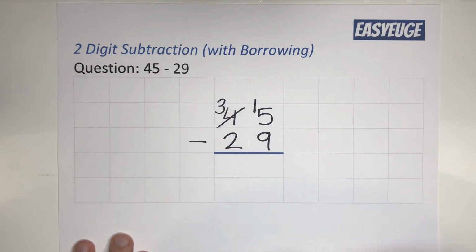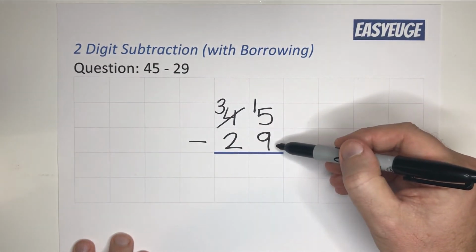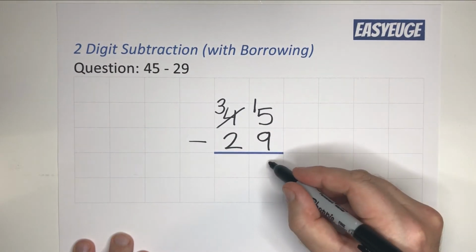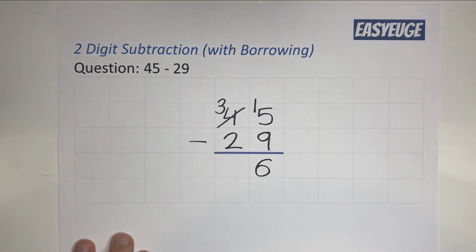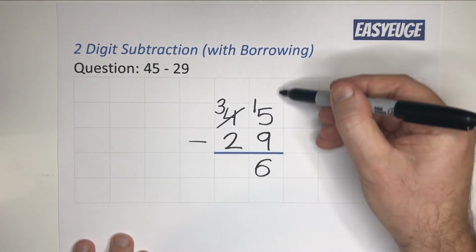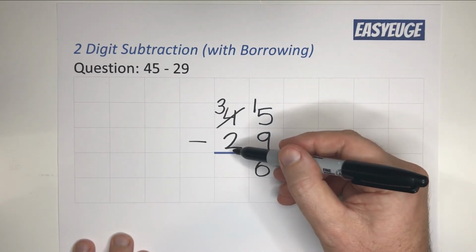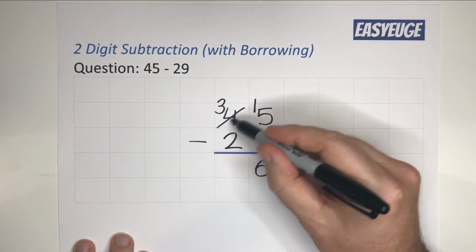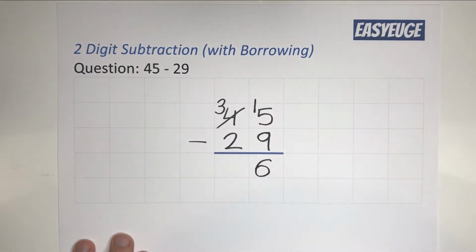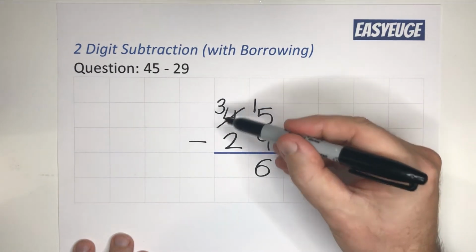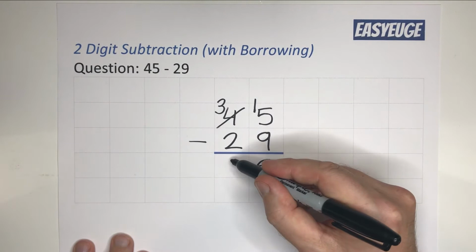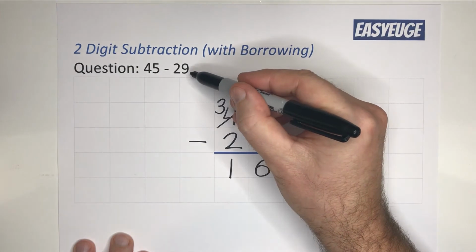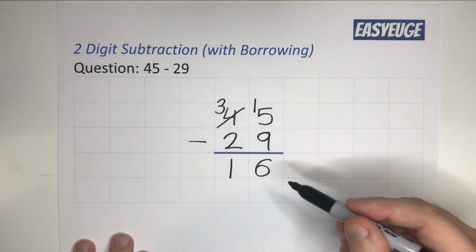So let's continue. There's enough now in 15 to take away 9. So 15 subtract 9 is 6. There you go. So we are now finished with this column here, and we can move to this one. So when we're working out this column, it's not the number 4 anymore because we put a line through it. It's the number 3. So now it's 3 subtract 2 is 1. So the answer to our question of 45 take away 29 is 16.